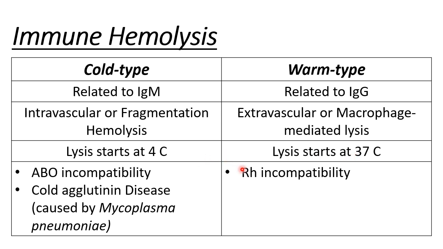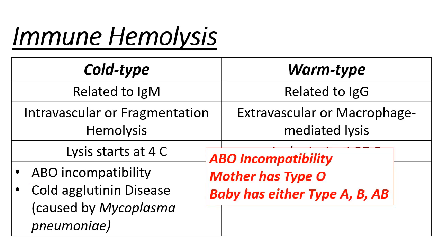Okay? Ano yung mga example ng mga cold type and warm type hemolysis? Tingnan natin sa cold type, ABO incompatibility. In ABO incompatibility, so ano ang patient setting natin dyan? The mother has type O and baby has either type A, type B, or type AB. So ano ang problem natin dito? Ang type O kasi has antibodies against A and B antigen. So kapag ang baby niya ay mayroong ganitong types, tatargetin ng antibodies ni mother yung mga RBCs ni baby. Therefore, nagkakaroon ng hemolysis kay baby. Kaya ang tawag natin dyan ay ABO incompatibility.